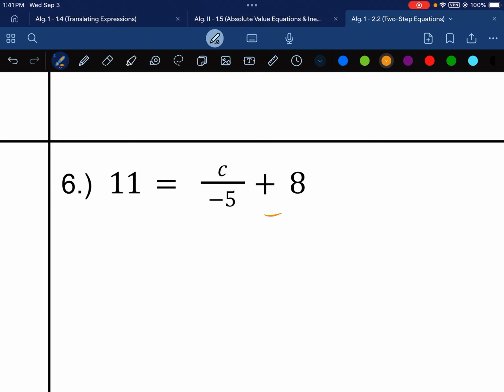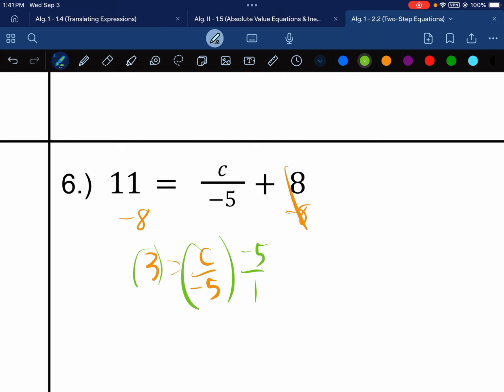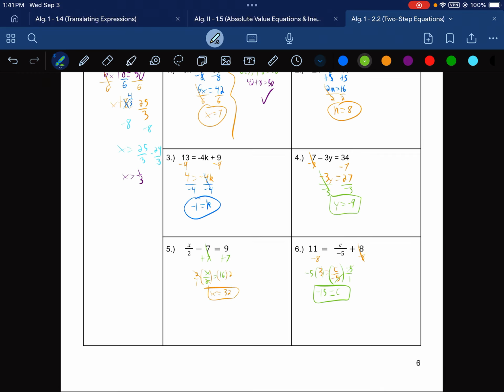On number 6, similar scenario here, c is being divided and added, so we undo the addition by subtracting 8, and we end up getting, as my iPad glitched out there, 3 equals c over -5. If we multiply each side by -5 or -5 over 1, we undo the division, and we get c equaling -15.